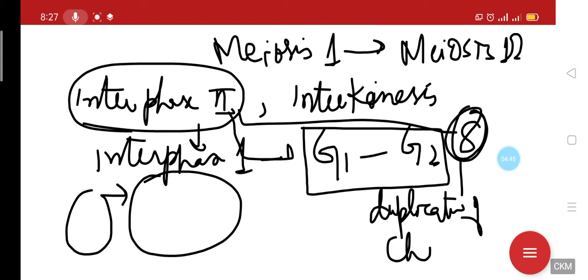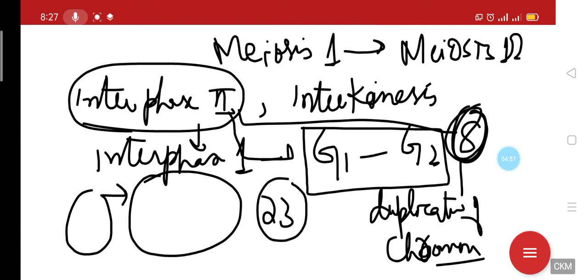When there is no S phase, obviously no duplication of the chromosomes is going to occur. This means that if the parental cell has 23 chromosomes, it will remain 23. If a parent cell has 23 chromosomes, then it will remain 23 chromosomes. There is no duplication, there is no S phase. So this is basically the difference in interphase 2.